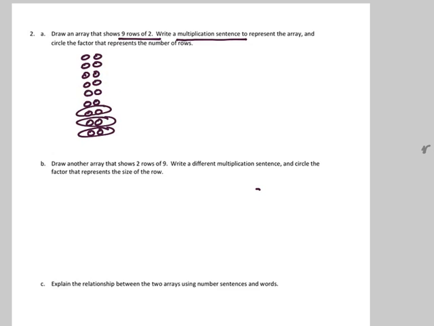So there are 9 rows or 9 groups. So 9 times. What is the size of one group? Size of one group is 2. So 9 times 2 equals 18. So that is the multiplication equation. Let's move on to the next question.